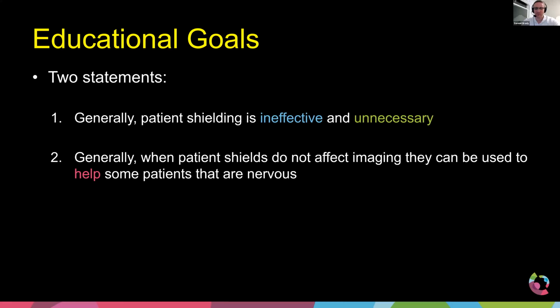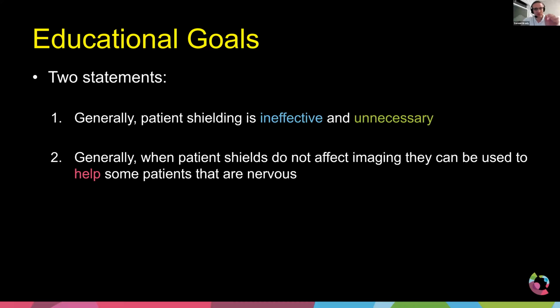The second statement is, once again generally speaking, when patient shields do not affect image quality, they can be used to help patients. Oftentimes, we use them when a patient is nervous about radiation or requests personal shielding. There's nothing wrong with it as long as it doesn't interfere with the imaging. And in pediatrics, putting a heavy lead apron on them will actually hold them still so they won't move as much. So there are some positives to it.